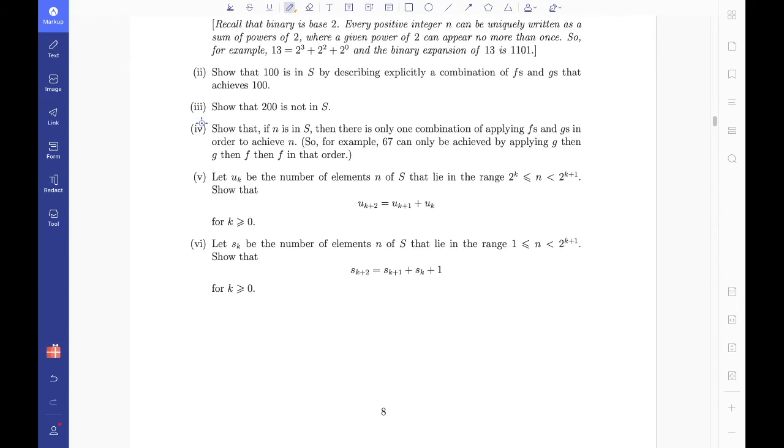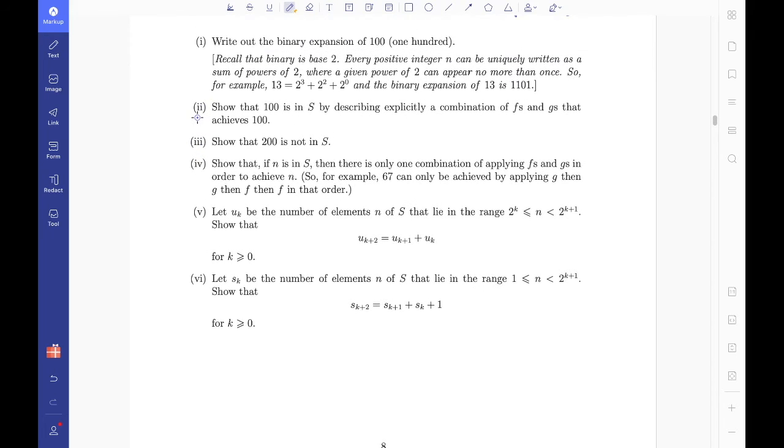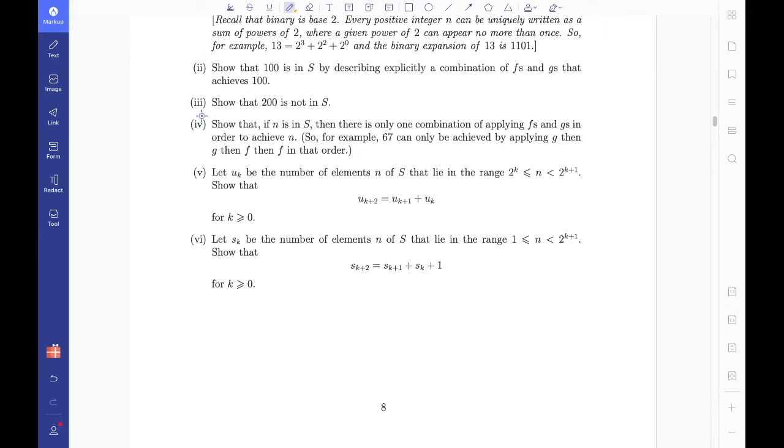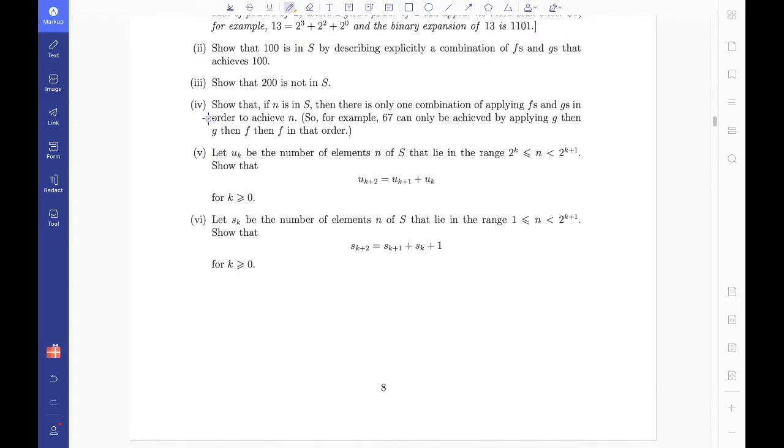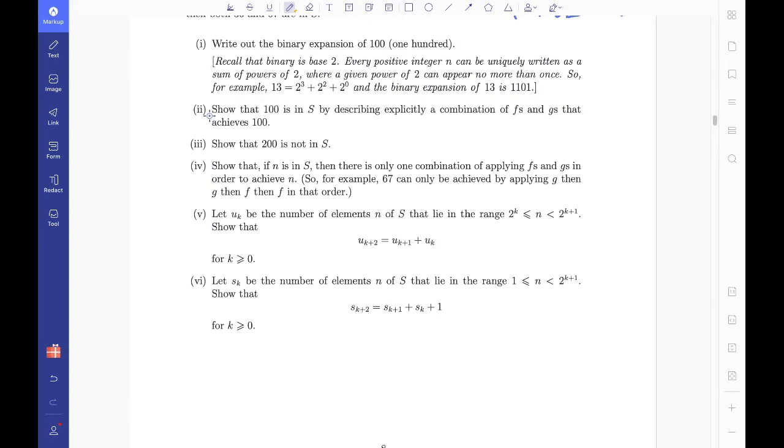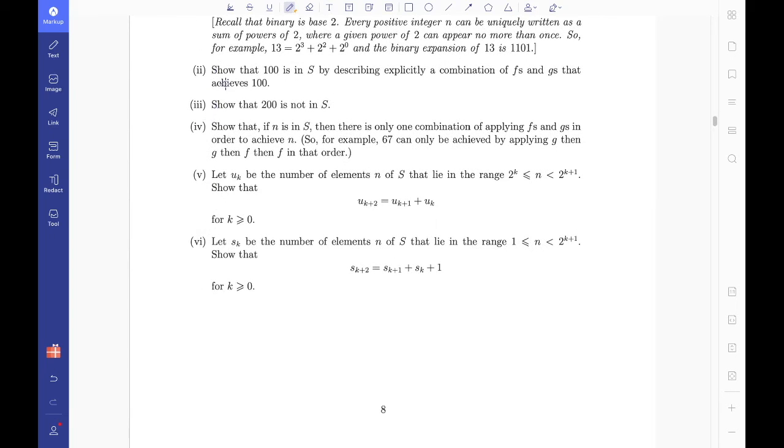It doesn't say you must use binary to do this, but you might be thinking, why did they make me do that thing with binary? So what we could do is see what f and g do to binary numbers, and it may help us solve the next few parts, and in fact solve part 2 and part 3.